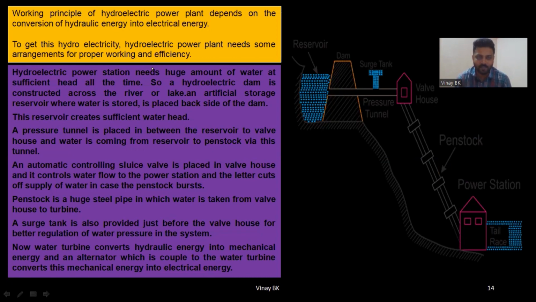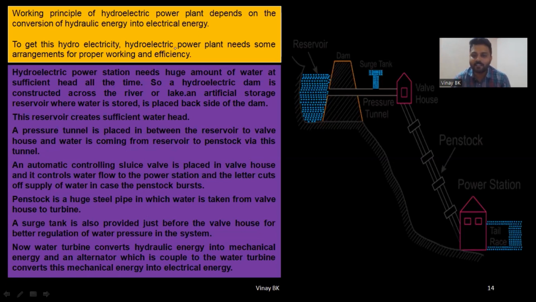First, you need to write the working principle of hydropower plant. That is nothing but, it depends on the conversion of hydraulic energy into electrical energy. So to get this hydroelectricity, a hydroelectric power plant needs some arrangements for proper working and efficiency, so that you will have this arrangement from reservoir to tail race. Okay, so this hydropower plant needs a huge amount of water at sufficient head all the time. So a hydroelectric dam is constructed across the river or lake, an artificial storage reservoir where water is stored, placed backside of the dam. And this reservoir creates a sufficient water head. Water head is nothing but water level.